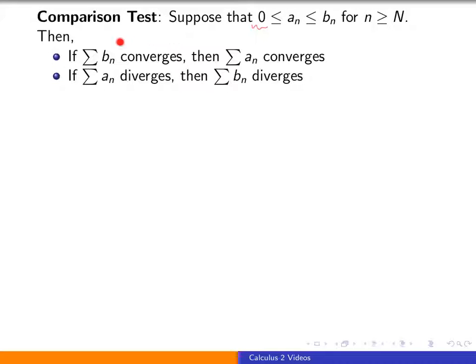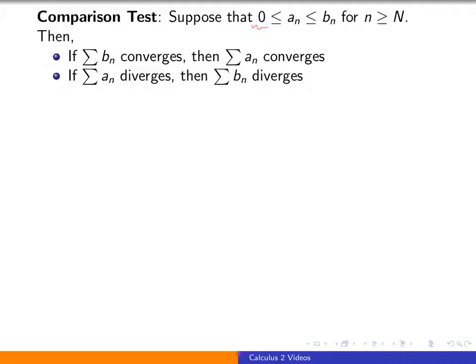If the bigger series converges, because remember the b sub n is bigger, if the bigger series converges, anything smaller will converge as well. If the smaller thing diverges, then anything larger will diverge. And that's really the intuition. As long as you have series with positive terms, if the bigger thing converges, so does the smaller one. If the smaller one diverges, then so does anything bigger than it.